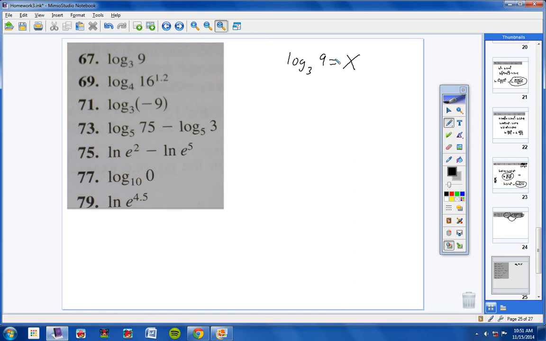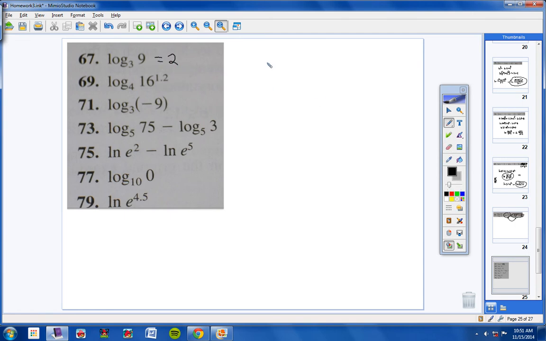Okay, so here we go. Number 67. Okay, here we go. I set it equal to x, like I've taught you guys to do. Okay, then I wrote this. 9 equals 3 to the x. Okay, and then 9 can be written over here, 3 squared equals 3 to the x. So the answer is 2. X equals 2. Okay, not too bad.